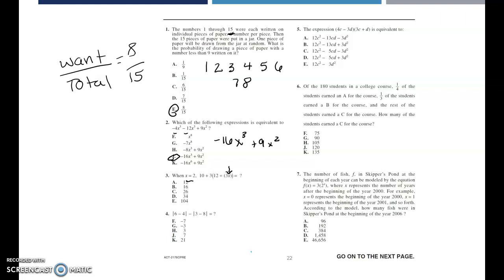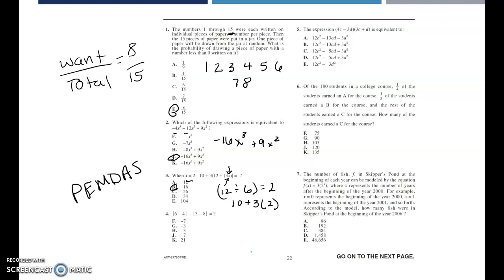That means you want to take any place you see an x and you plug in a 2. PEMDAS is your friend. Parentheses, exponents, multiplication, division, add, and subtract. So parentheses first. That means this guy. What is 3 times 2? Hopefully you're telling yourself 6. And then we have another set of parentheses. What is 12 divided by 6? Again, hopefully you're telling yourself 2. And then you have 10 plus 3 times 2. 3 times 2 is 6. And then 6 plus 10 is 16.